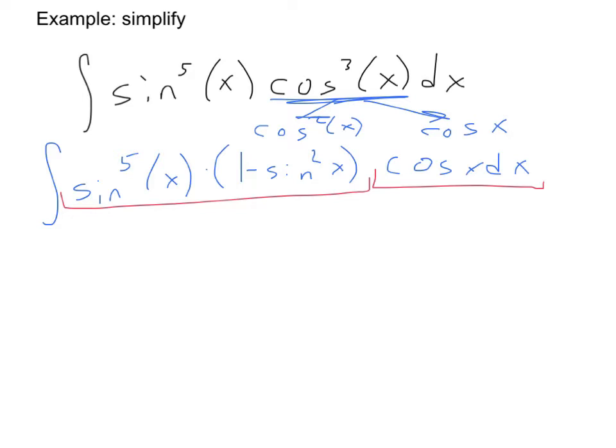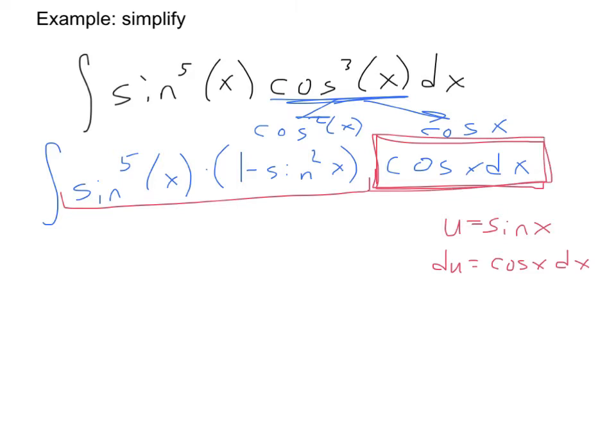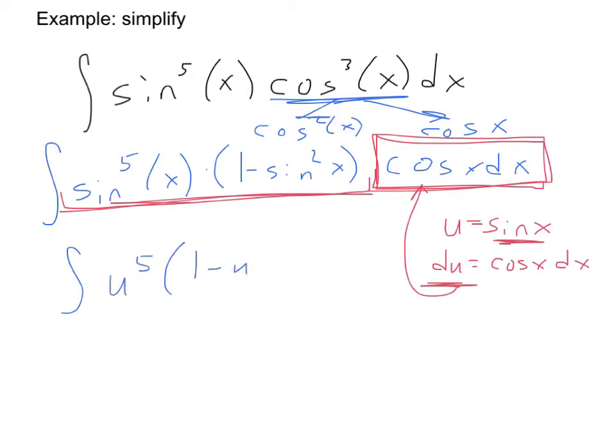Right here, at this point, I am set up perfectly for a u substitution. If I make u sine x, what's du going to be? It's going to be cosine x dx. Look at this. Cosine x dx is literally waiting there for you to be turned into a du. And all the rest of this stuff has sine x in it. So this integral becomes the integral of u to the 5th times 1 minus u squared du. And in one quick step, every stitch of trig is gone.